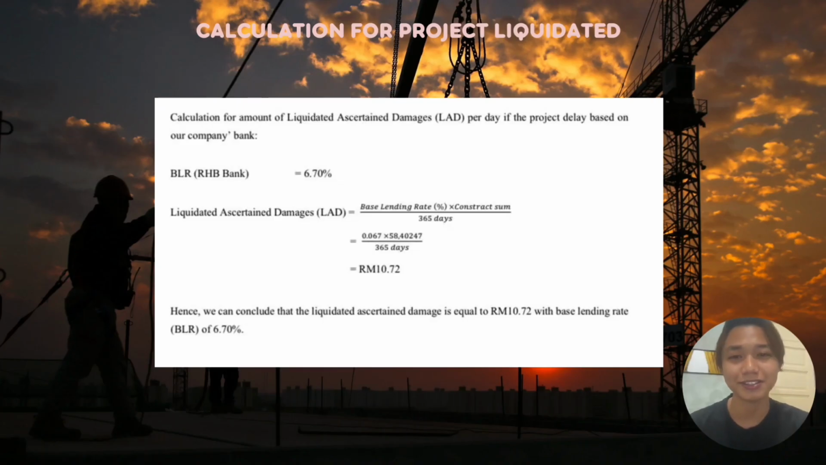We continue with this part on liquidated and ascertained damages. For the calculation of the amount of liquidated damages per day if the project is delayed, based on our company, the rate is 6.70%, and the liquidated damage is RM 10.72. Hence we can conclude that the liquidated damage is equal to RM 10.72 with a base lending rate of 6.70%. Thank you.